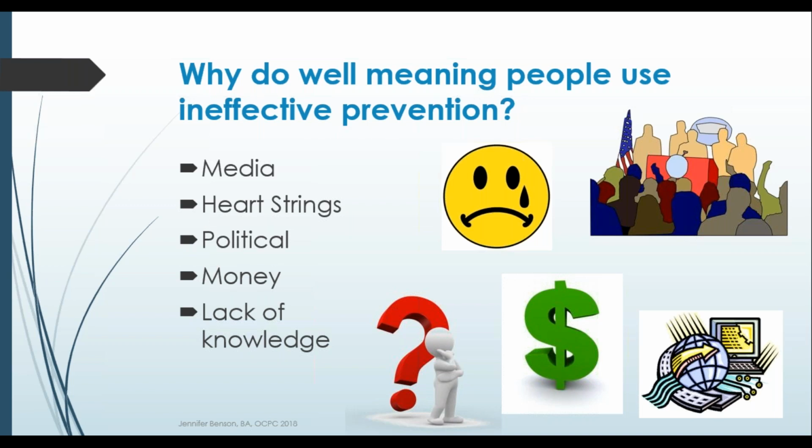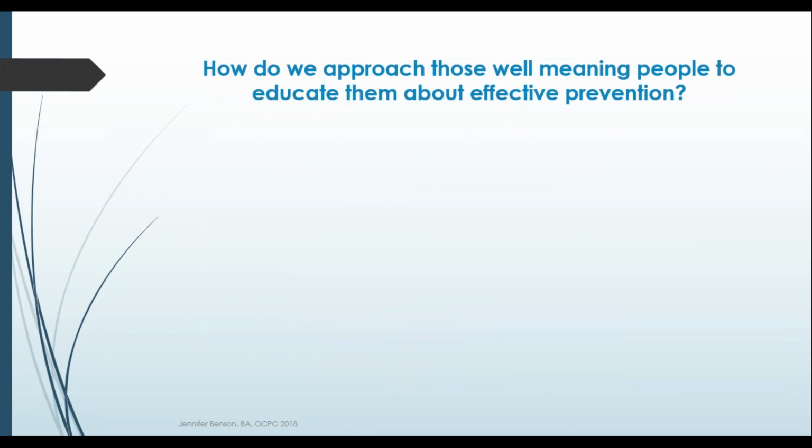It may be political. People in higher positions may have good intentions but not have the knowledge, and they can strong-arm others to follow their lead. There may be money involved. Sometimes those people who have money for prevention activities don't have the knowledge that we have. Or just simple lack of knowledge. Some people just don't realize what effective prevention is, and that's where we come into play. So how do we approach these well-meaning people to educate them about effective prevention? Do we have to completely shut down their input?